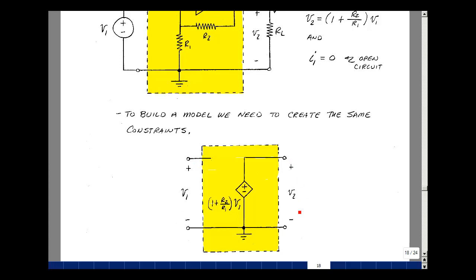If I were to put a resistive load here, R sub L, as shown above, the current that would flow in here would be equal to V2 divided by R sub L, which is this expression for V2 divided by R sub L. The same thing would be true here. Since these two circuits, this one and this one, have the same equations, they're considered to be equivalent.